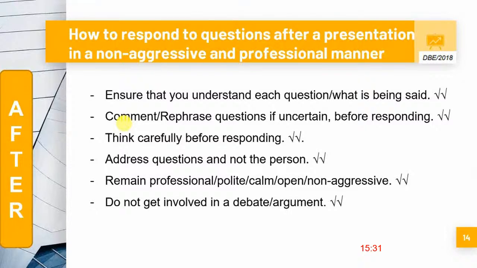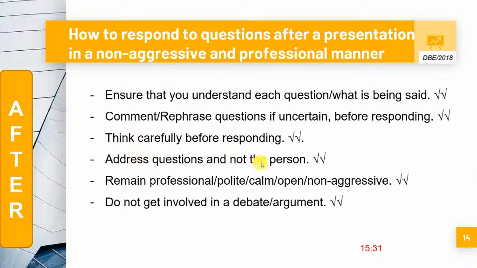And she would say, yes, ma'am, that's indeed the question. And I can categorically say yes, because we work so hard. So that is just an example of how you would rephrase the question to make sure that you understand what exactly the speaker is asking. Think carefully before responding.